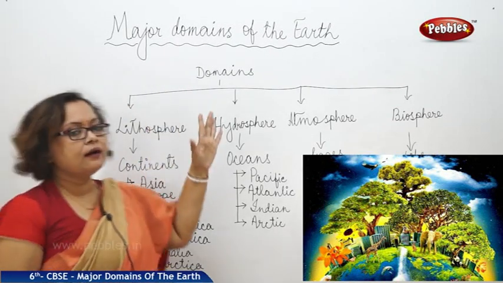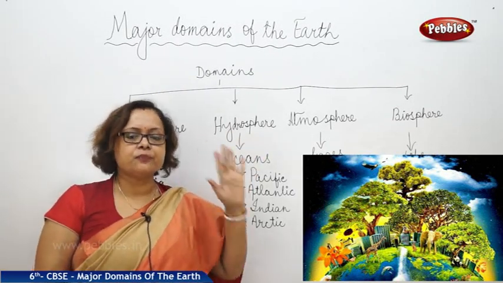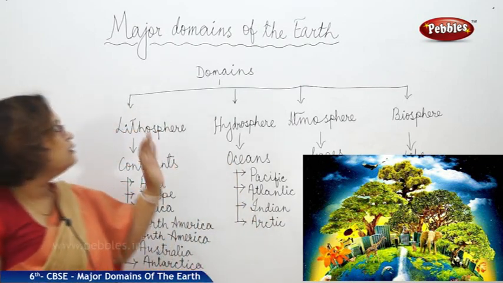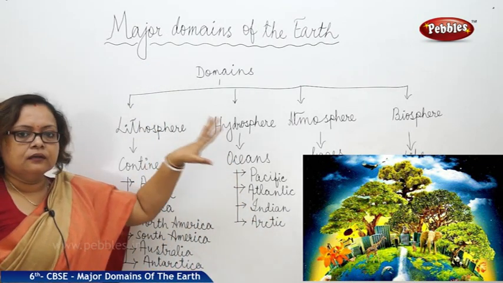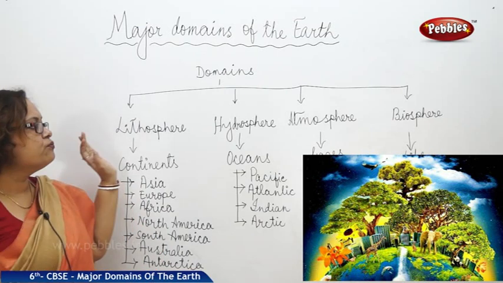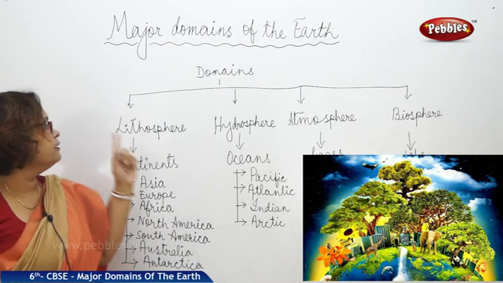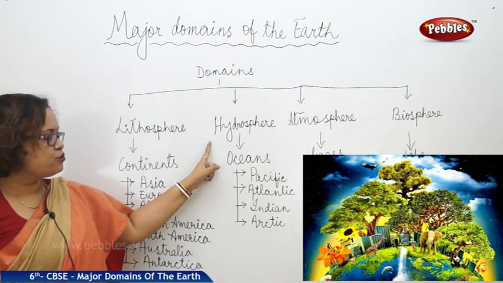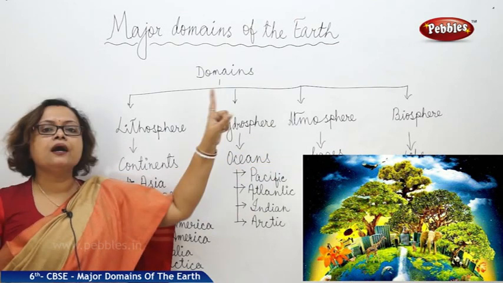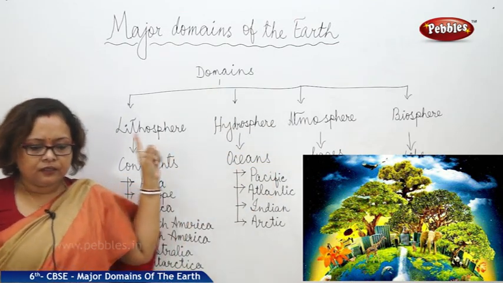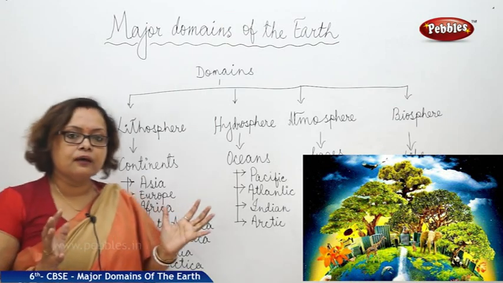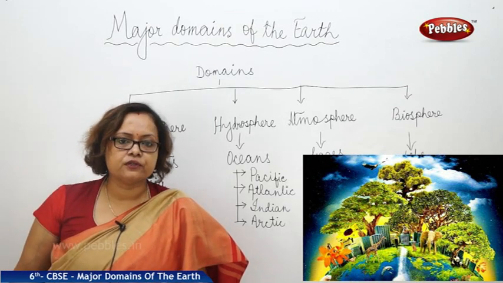Major domains of the earth, that is the chapter we are discussing now. The domains of the earth are majorly divided into four parts. They are lithosphere, hydrosphere, atmosphere and biosphere. The solid portion of the earth is known as lithosphere.